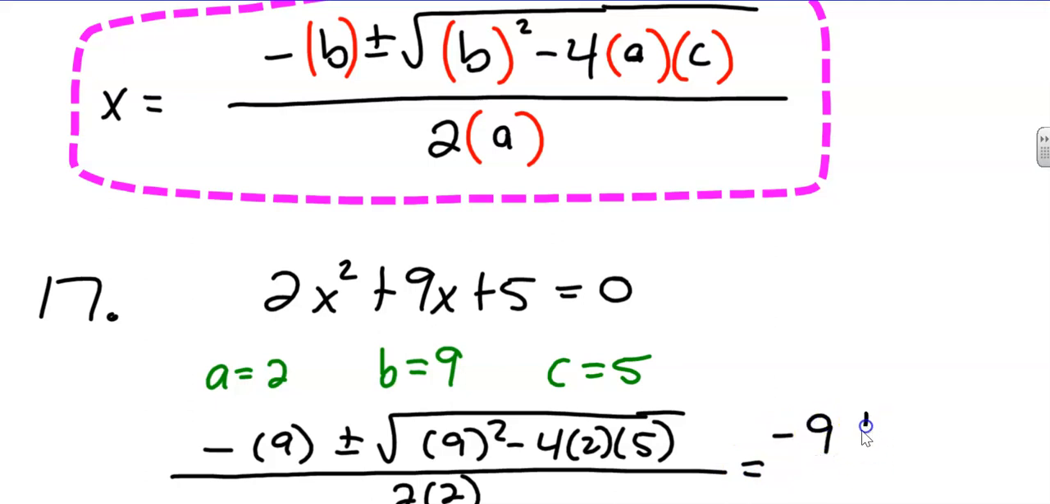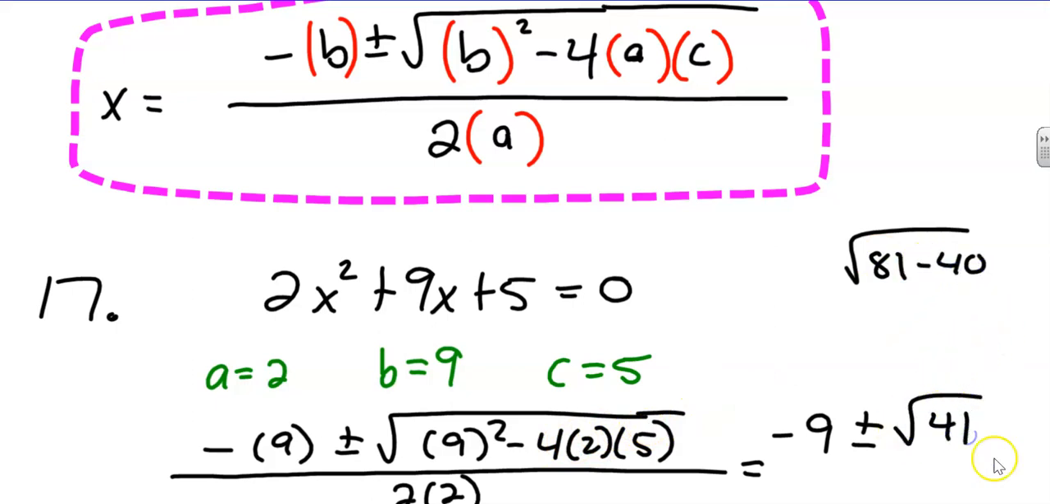Makes it negative 9 plus or minus, and I'll put this up here for us real quick. 9 squared would be 81. 4 times 2 is 8. 8 times 5 is 40. So that's the square root of 41 over 4. And for that one, these two numbers don't simplify. That doesn't break down, so that's your answer.